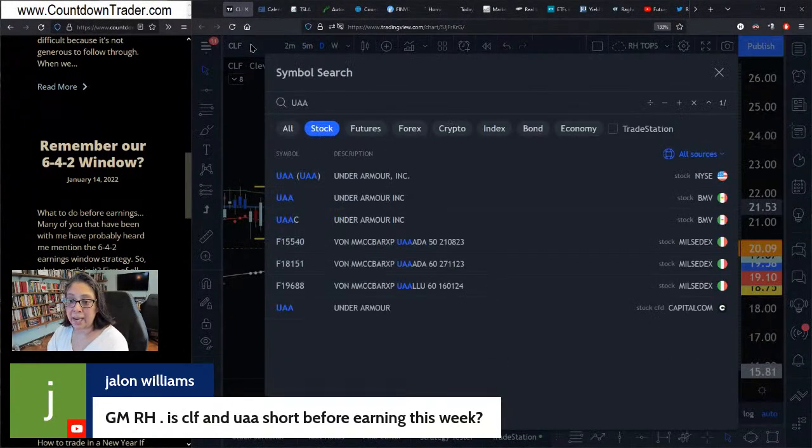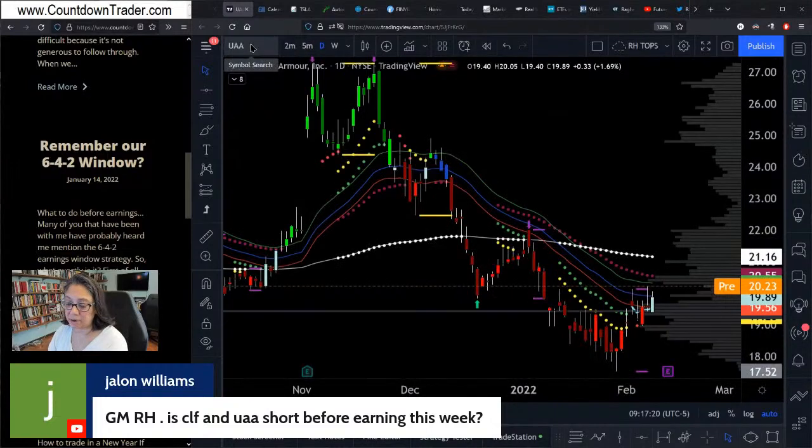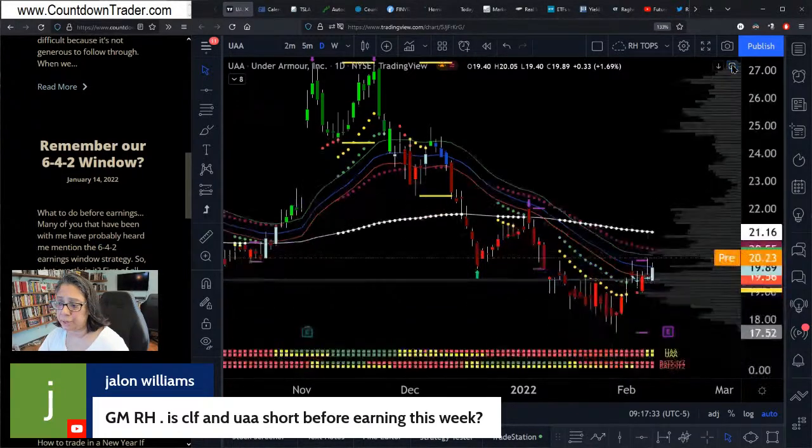Now, UAA, it's going to be the same situation. We're right in front of earnings. This one's an even better opportunity for a potential short. And the reason for that is we've got the overall downtrend, right? Still sitting at the wave below the 200. I mean, what's not to like about that?